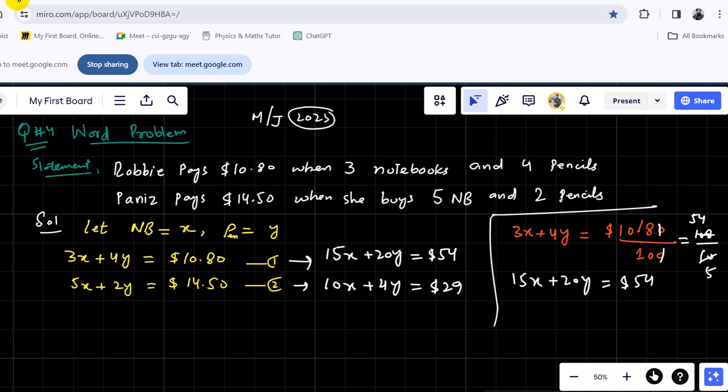You can use the substitution method. As we are doing the substitution method, I would prefer to use it. So let's say this is equation 1, this is equation 2. So what will be the next step?